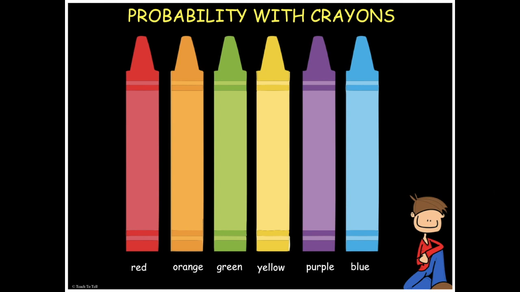Let's take a look at probability with crayons. In this scenario, we're going to use a red, orange, green, yellow, purple, and blue crayon.